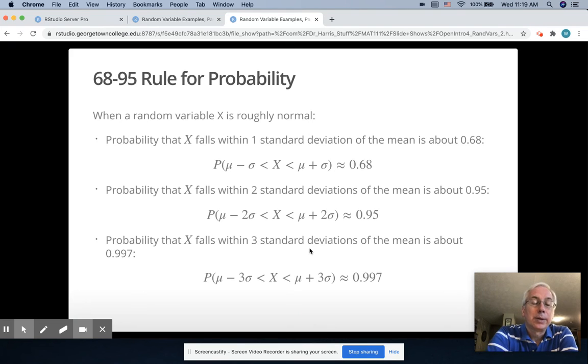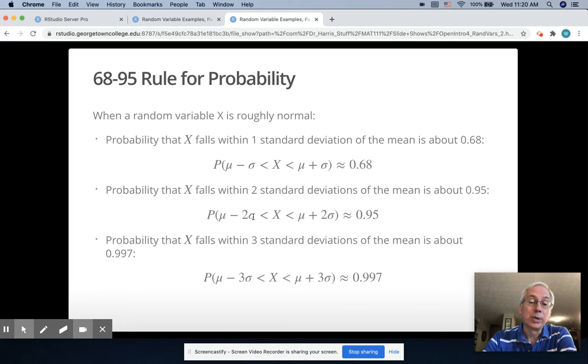So we can just state the 68-95 rule in another way. If you've got a random variable that's normal or approximately normal, then the probability that the random variable's value is going to fall within 1 standard deviation is about 0.68. And so the way we say this in terms of probability is the probability that x is between mu minus sigma, so mu minus sigma would be the number that's 1 standard deviation below the mean, and mu plus sigma would be a number that's 1 standard deviation above the mean, is about 0.68. And then these other 2 statements have to do with the 95 and 99.7 parts of this rule.